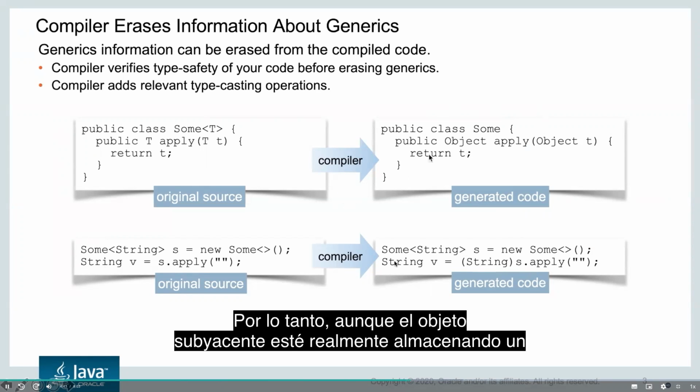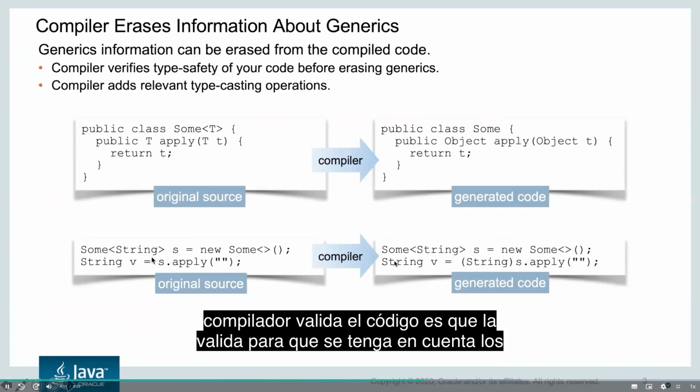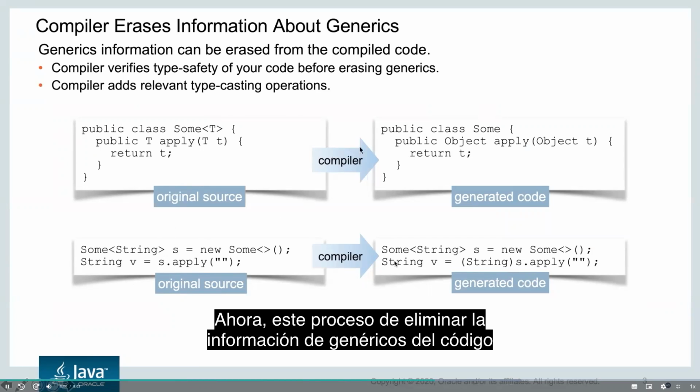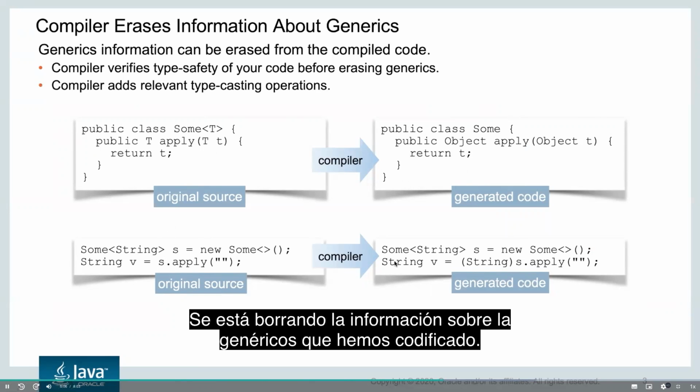So although the underlying object is actually just storing a generic object and manipulating a generic object, the way the compiler validates your code is that it validates it taking the generics into consideration. Now, this process of removing the generics information from the compiled code is called erasure. We erase the information about the generics that we've coded.